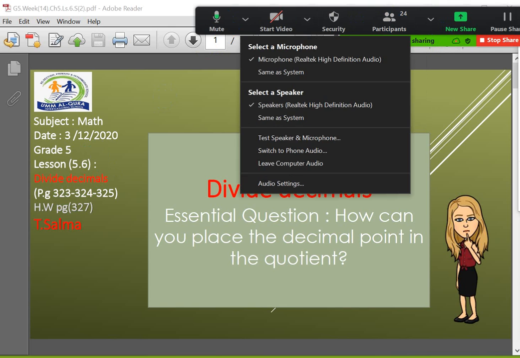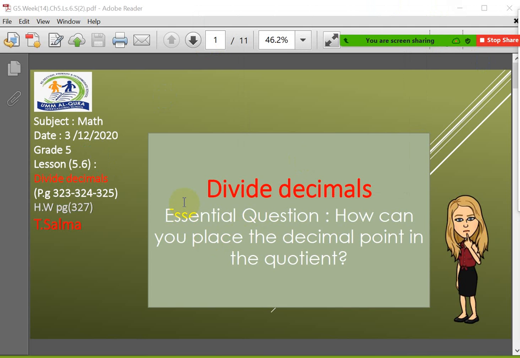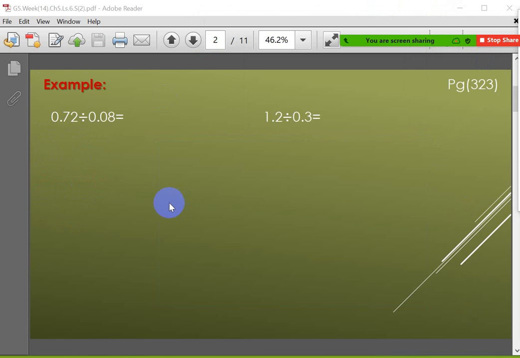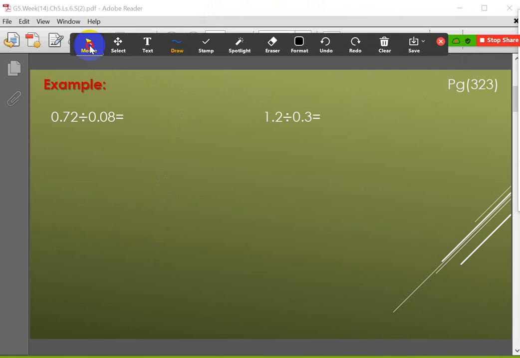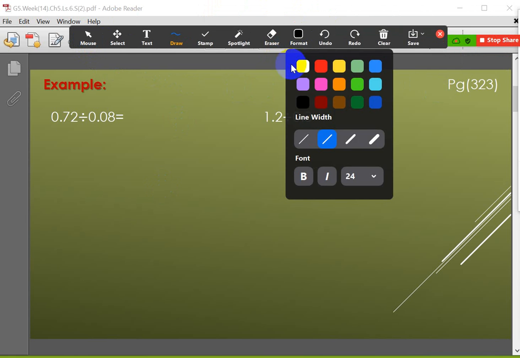So girls, today we will learn how I will divide decimal on decimal. So let's start. Look, I have the first example on page 323. The example is how I will divide 0.72 divided by 0.800. Okay? So please focus with me. Please girls, I want you to focus with me.